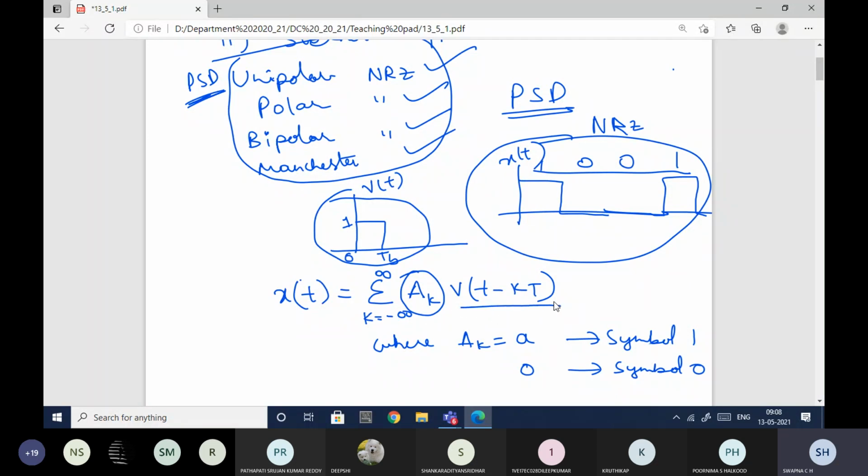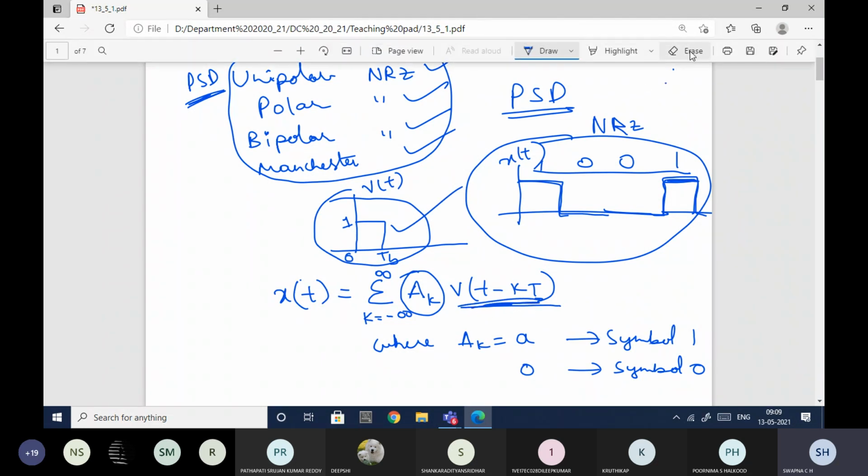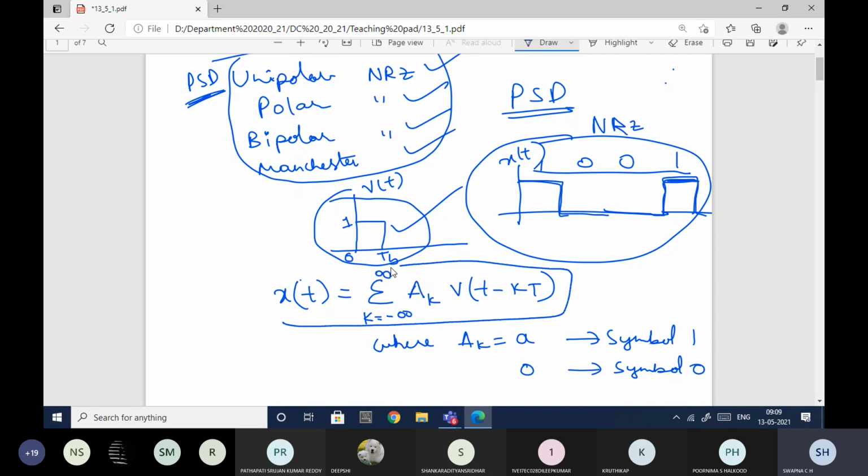And this V of t minus kt, see here I have a pulse. Again somewhere here I should have the pulse. So it is a shifted version of this original signal. That is the reason we have represented it with this equation. So this is the general representation of your NRZ format signal. This is a complete representation of your NRZ format signal.